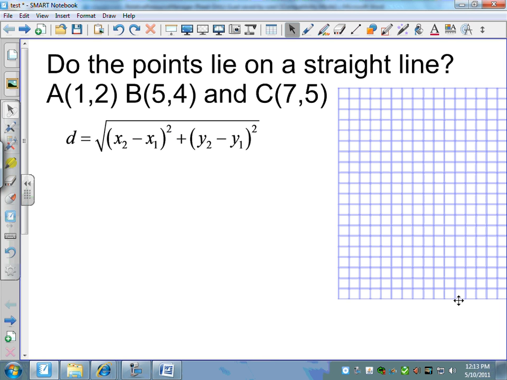So one quick thing I like to do is make a sketch of the graph, actually plot the 3 points on a piece of graph paper. Take a little bit of space here to do that. The first point, A, has coordinates 1, 2. This is A. Point B has coordinates 5, 4. And point C has coordinates 7, 5.